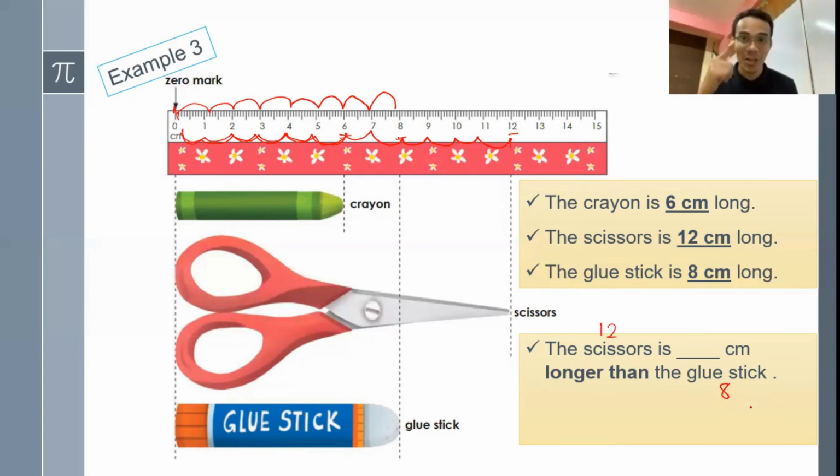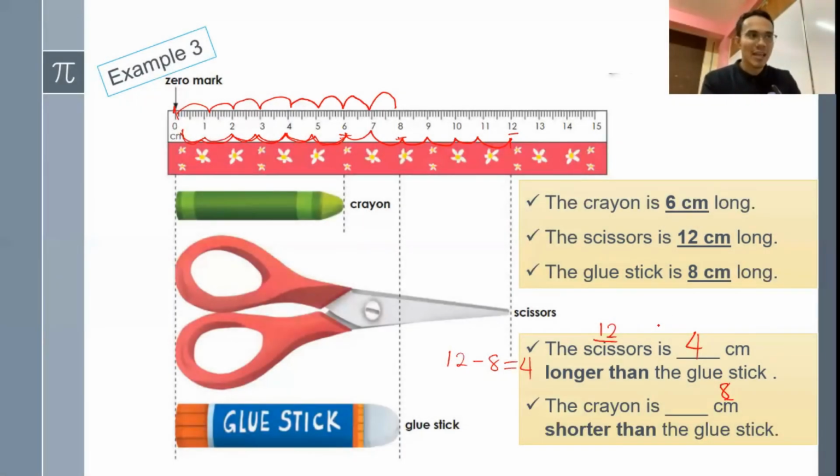So this is your clue. We are going to subtract numbers. And we already have found out the numbers we are going to subtract. These are 12 and 8. 12 minus 8 is 4. Therefore, the scissors is 4 centimeters longer than the glue stick.